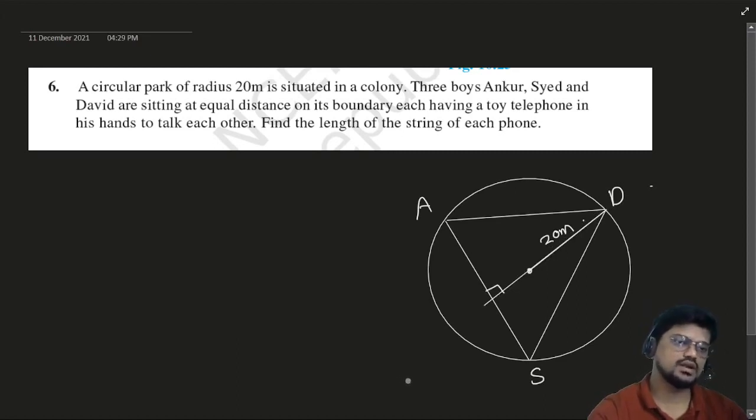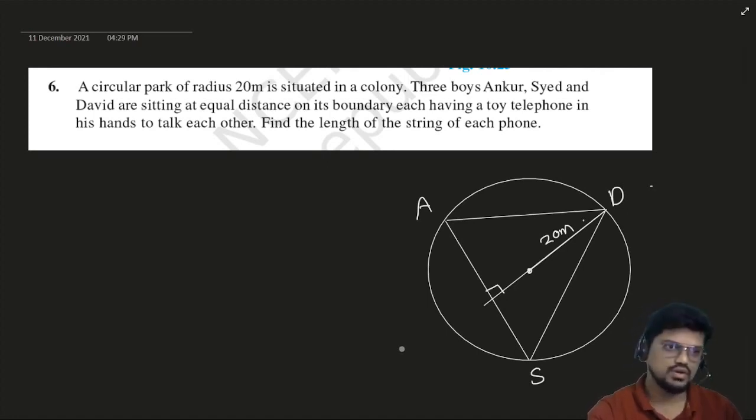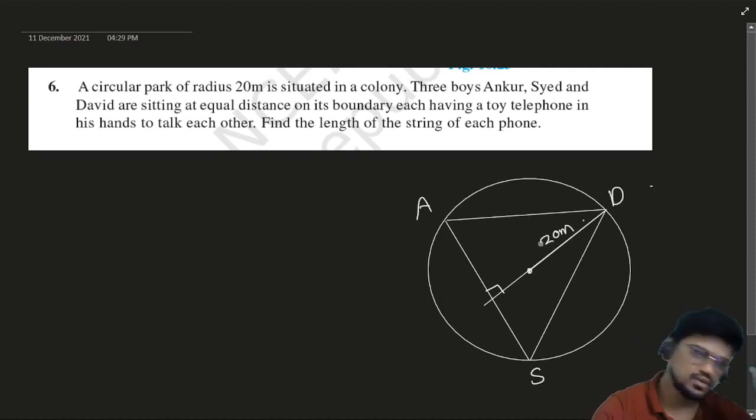Yes or no? In an equilateral triangle, if I draw an altitude through the centroid, it will be perpendicular to the base. We know it by using equilateral triangle properties. Okay, so this will be perpendicular. What I know is that this is 20. I don't know any other thing.